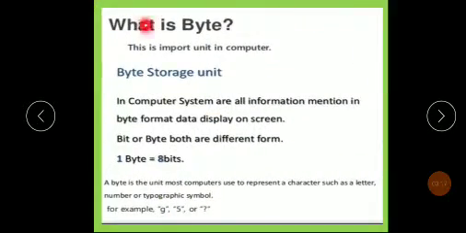And after that, what is a byte? A byte is also a storage unit. In a computer system all information is stored in byte format, such as data displayed on screen. Bit and byte are different forms, and 1 byte equals 8 bits.